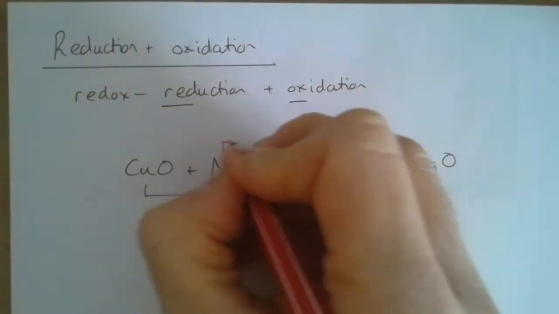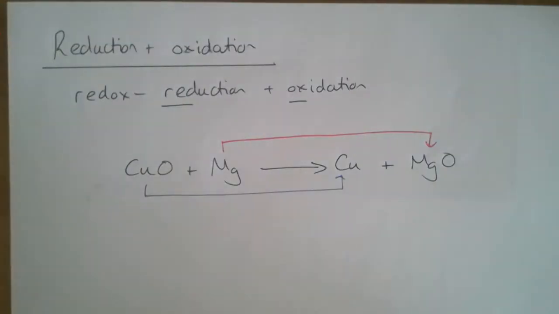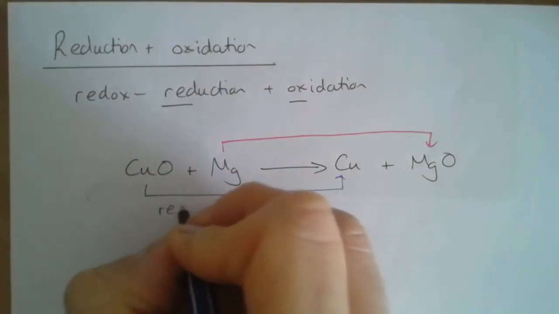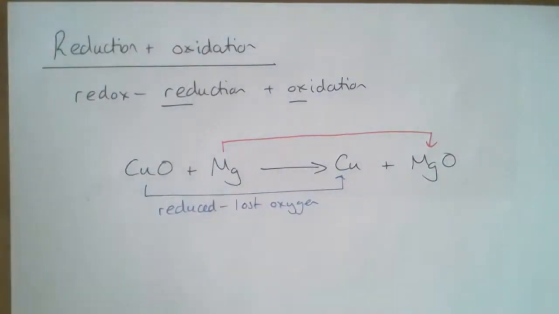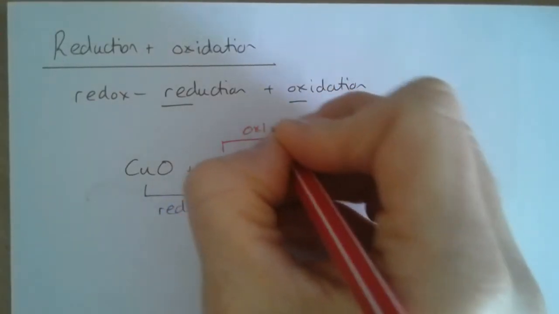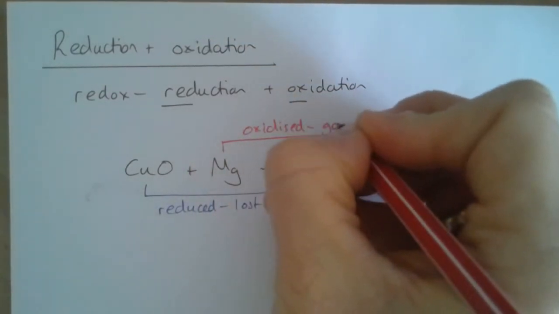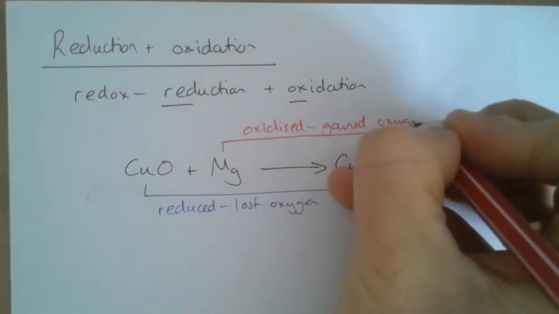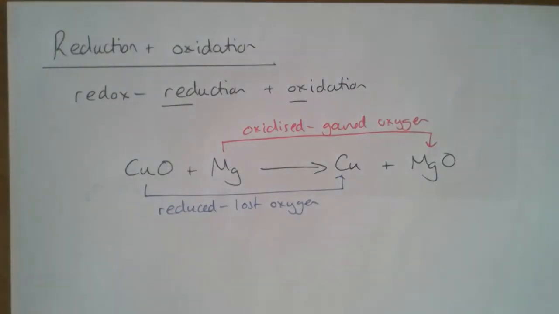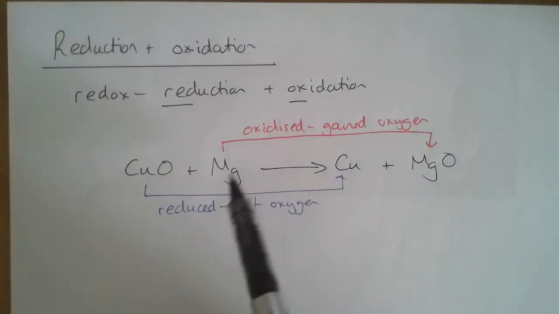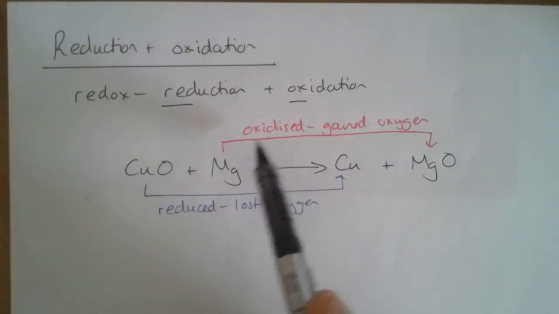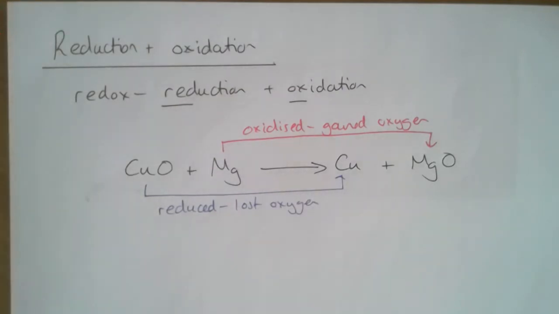we can describe the redox nature of this reaction. So the copper has been reduced because it has lost oxygen, and the magnesium has been oxidized because it has gained oxygen. So that's how we've described redox reactions before, in terms of the loss or gain of oxygen. Copper lost oxygen to become just copper, therefore it's been reduced, and magnesium has gained oxygen to become magnesium oxide, and therefore it has been oxidized.